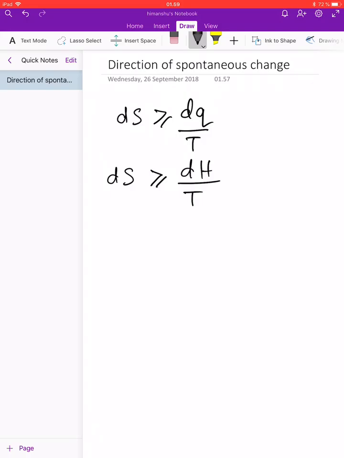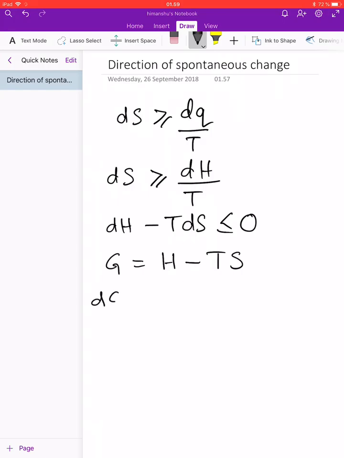dS is greater than dH by T. If you rearrange this inequality, you get a differential change in enthalpy minus the temperature multiplied by the differential change in the entropy is a number less than 0. Now we define a new thermodynamic variable called the Gibbs free energy, which is the difference between the enthalpy and the product of the temperature and the entropy.